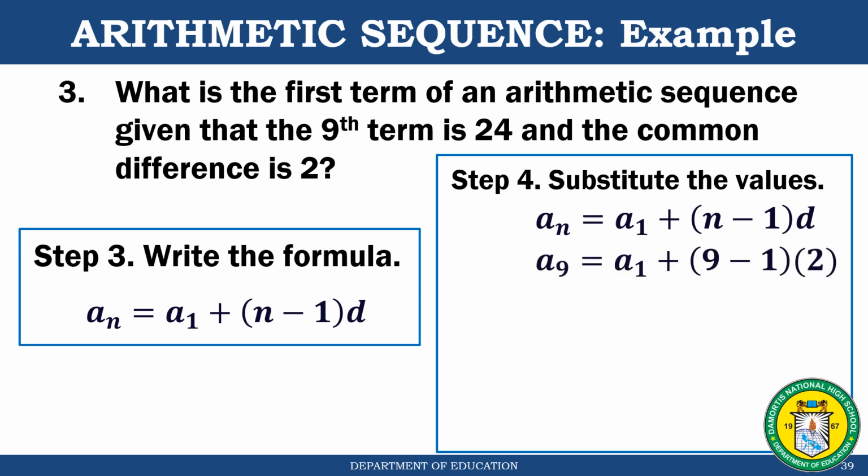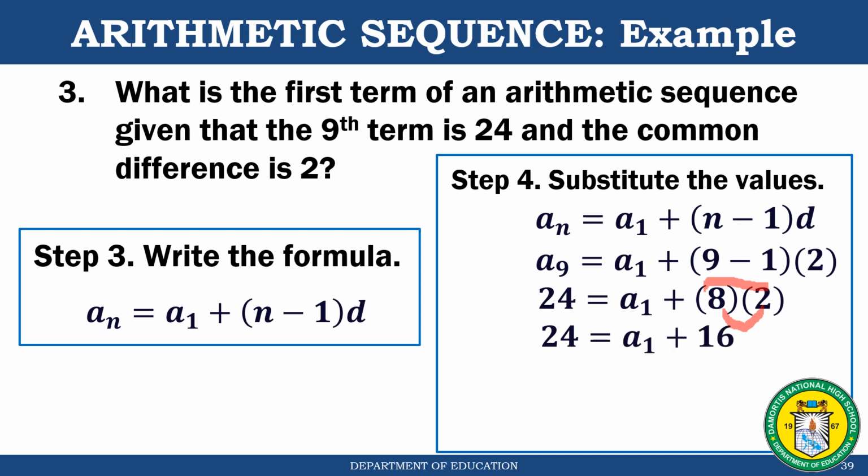Let's check. Okay, so we're going to substitute a sub 9, and the answer is 24. Then what are we going to do with 9 minus 1? Of course, we're going to subtract, and the answer is 8. Okay, then after that, what's next is we multiply 8 and 2, and it will give us 16. Then, what are we going to do with 16 to find for a sub 1?